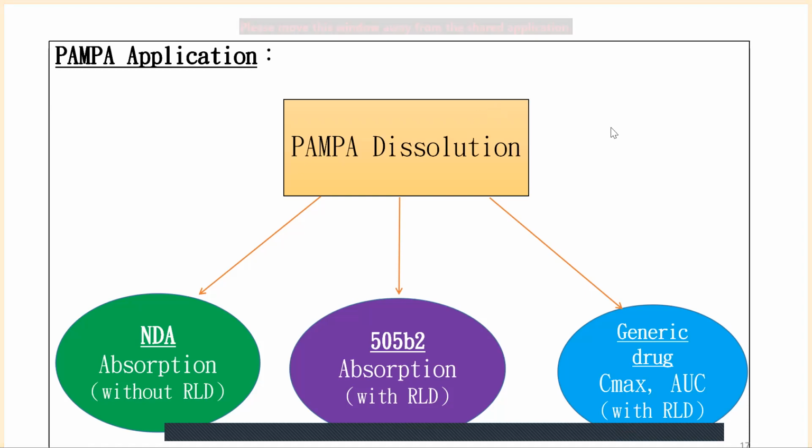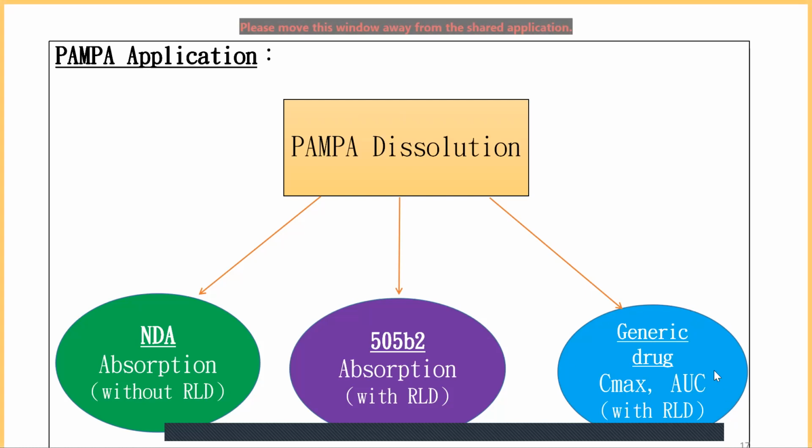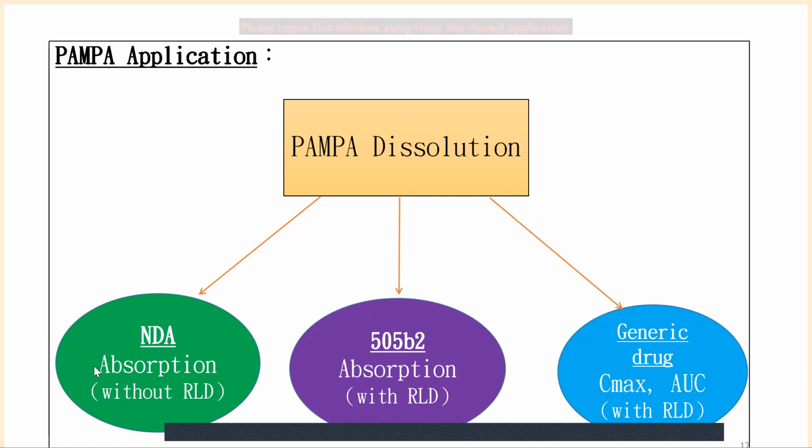To make a summarization about its application, it can not only be used in generic drug bioequivalence studies, it can also be applied to 505(b)(2) for Cmax and AUC prediction because it has an IVIVC also, right? Doing the 505(b)(2). Yet in an NDA application, well, we all know definitely there's no IVIVC. So how are you going to predict the absorption? There is a way. There is a way.